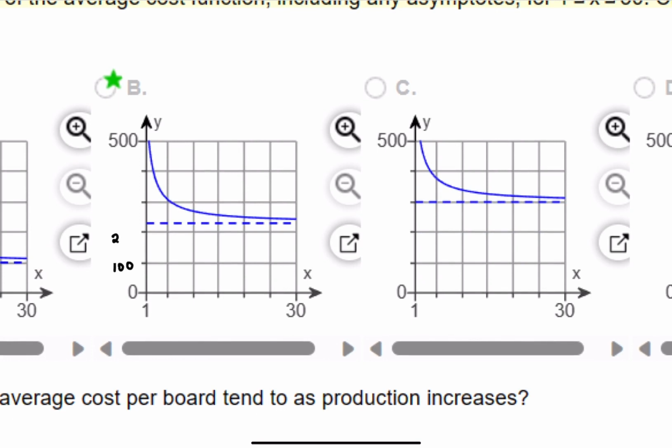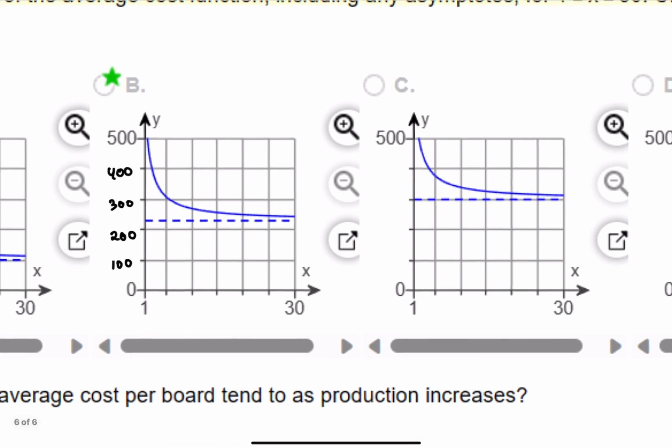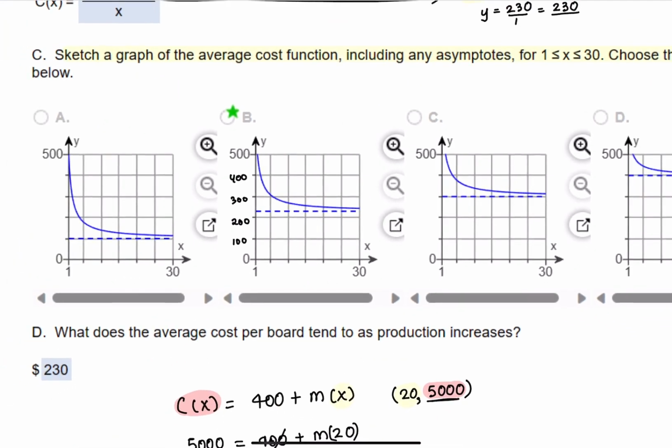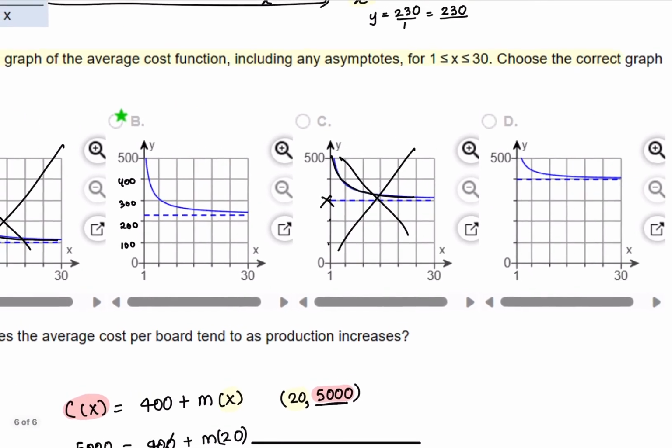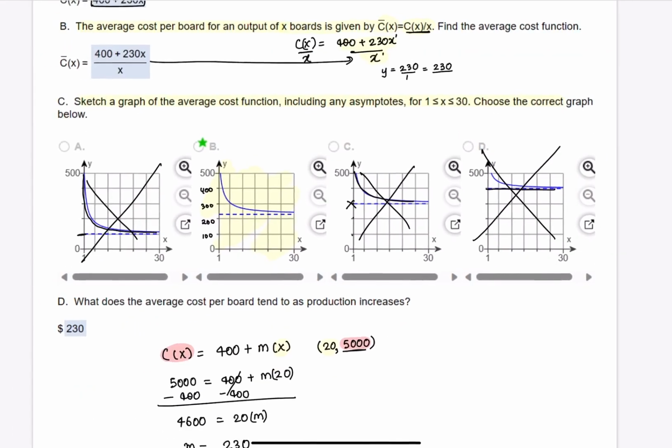So this is 100, 200, 300, 400. Oops. Why did I pick the right one? So it's definitely not here because this is 100. As you can see, my horizontal asymptote is not at 100. And this is 1, 2, 3, 300. My horizontal asymptote, it's not at 300. And this is 400. My horizontal asymptote, it's not at 400. The only option I have here is my horizontal asymptote is at 230.